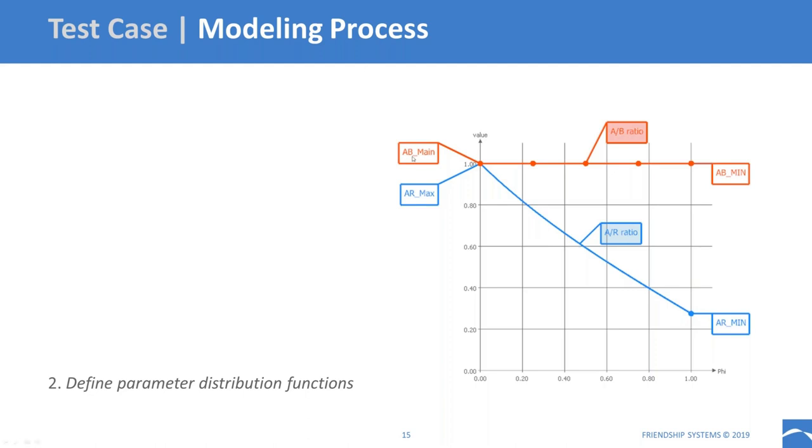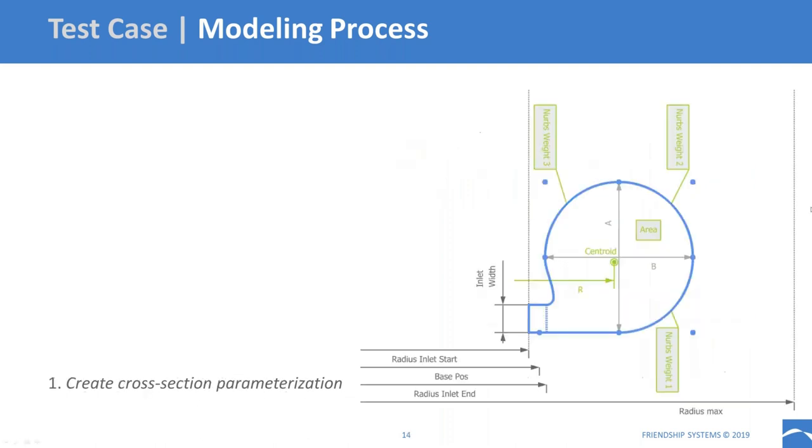The other curve that we see here is the A to B ratio. This is the height-width ratio of the cross-section. You can see here A and B, and this basically controls the shape. If we have a circular shape, or rather a vertically or horizontally elongated shape.